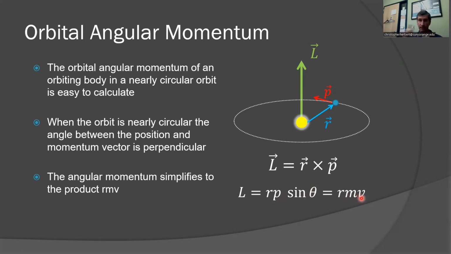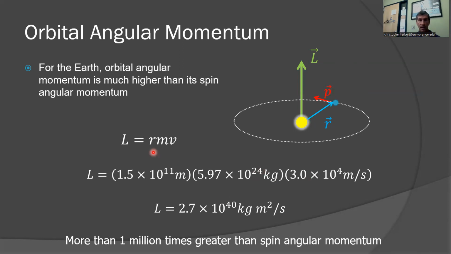That angular momentum is going to be conserved as it goes around. It's really the reason why Kepler's second law holds, that we speed up closer to the sun and we slow down further from the sun, because as r gets smaller, our speed has to increase to conserve angular momentum. So again, r m v: here is the radius of our orbit, here is our mass, here is our average speed. And we get 2.7 times 10 to the 40 kilograms meters squared per second.